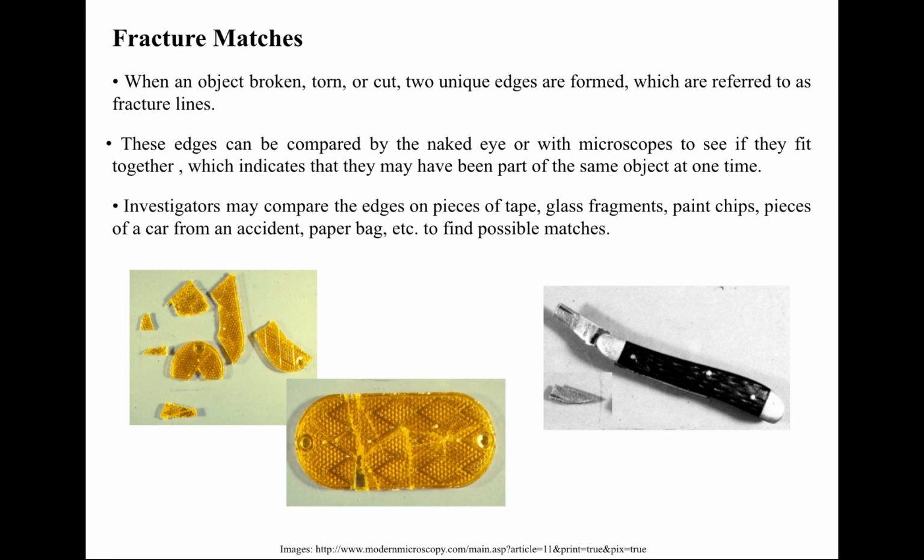Whenever objects are broken, you get these fracture patterns, or fracture lines, where you get two unique edges that are formed where the object that was once one object is broken into multiple objects. And these edges can be compared with either the naked eye or microscopes to see if they fit together, which will allow you to see if maybe this was all one object at a time, and now you have pieces of it. So investigators can compare the edges of different things like pieces of tape, glass fragments, paint chips, parts of a car that were in an accident, paper bag, and find matches. So that will link two separate objects together as one, providing a link.